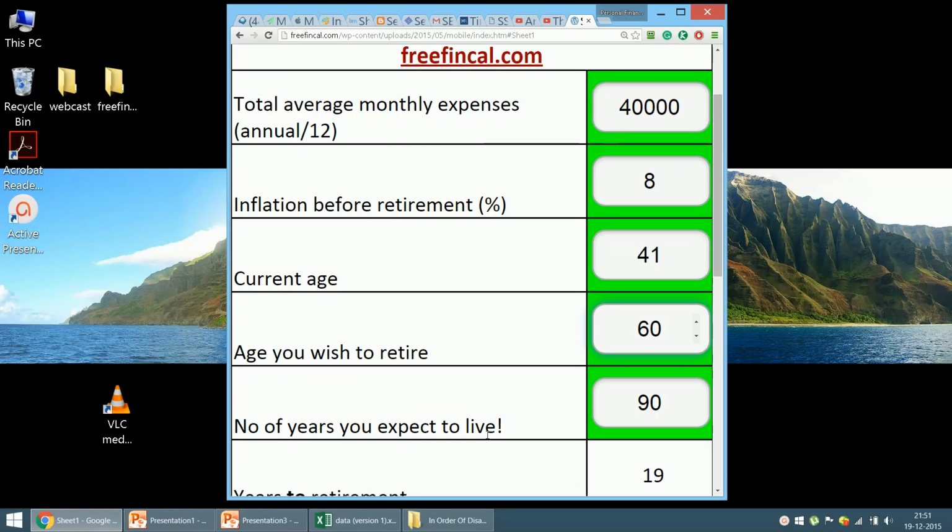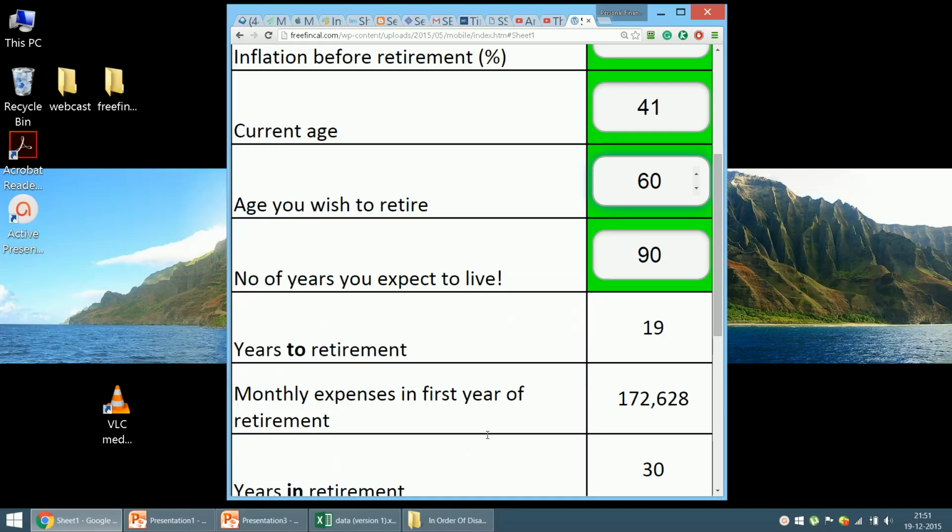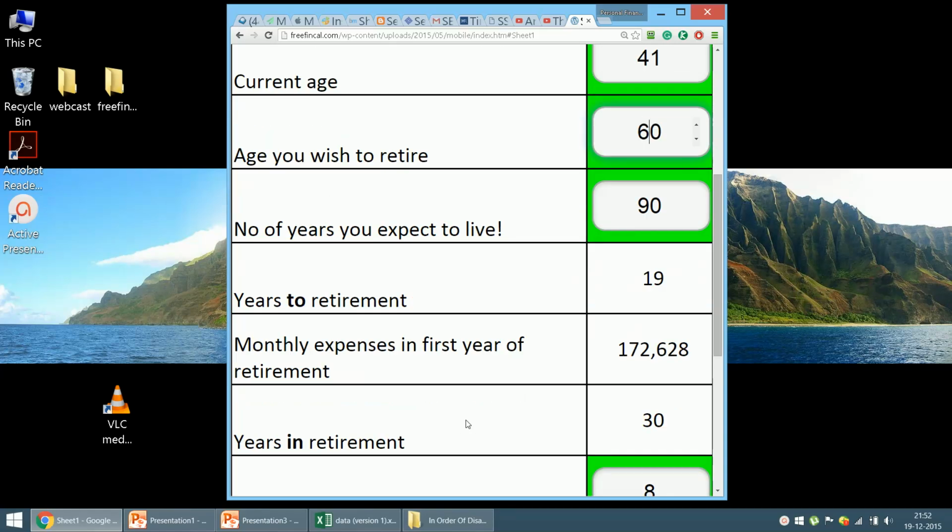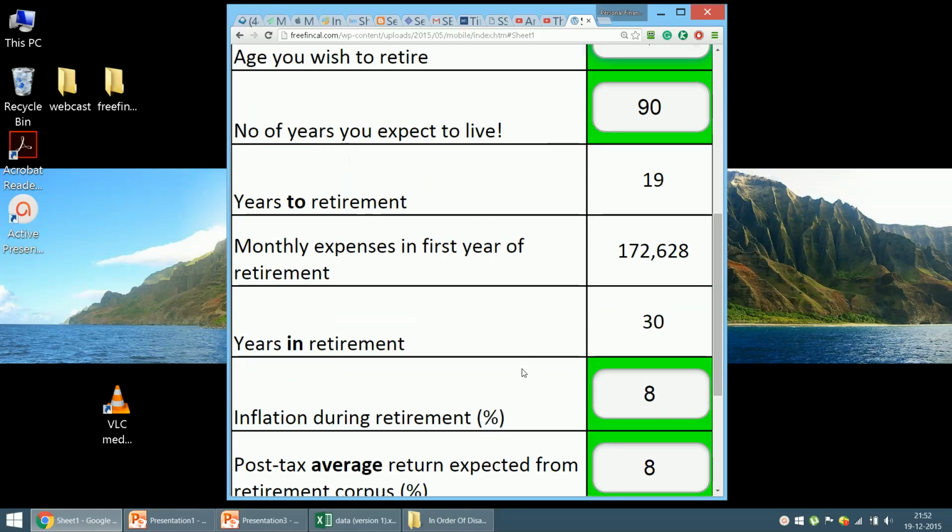Whatever is 40,000 today, because of inflation, will become 1,72,000 in terms of monthly expenses. So that will be your initial income. The first year's monthly income should be 1,72,000. That's how the retirement calculator will work. Of course, this income will be post-tax. That's crucial. So from age 60 to age 90, you are planning for a 30 years retired life.